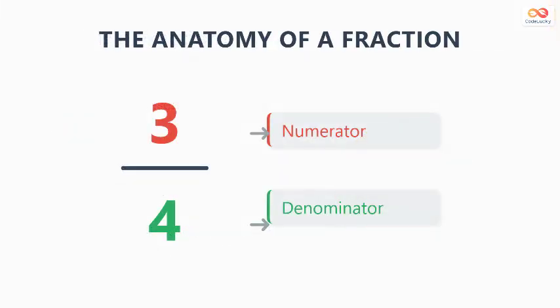Let's look at what a fraction looks like when we write it down. It consists of two numbers separated by a line. There is a top number and a bottom number. Each of these positions has a special name and a specific job. The top is the numerator and the bottom is the denominator.